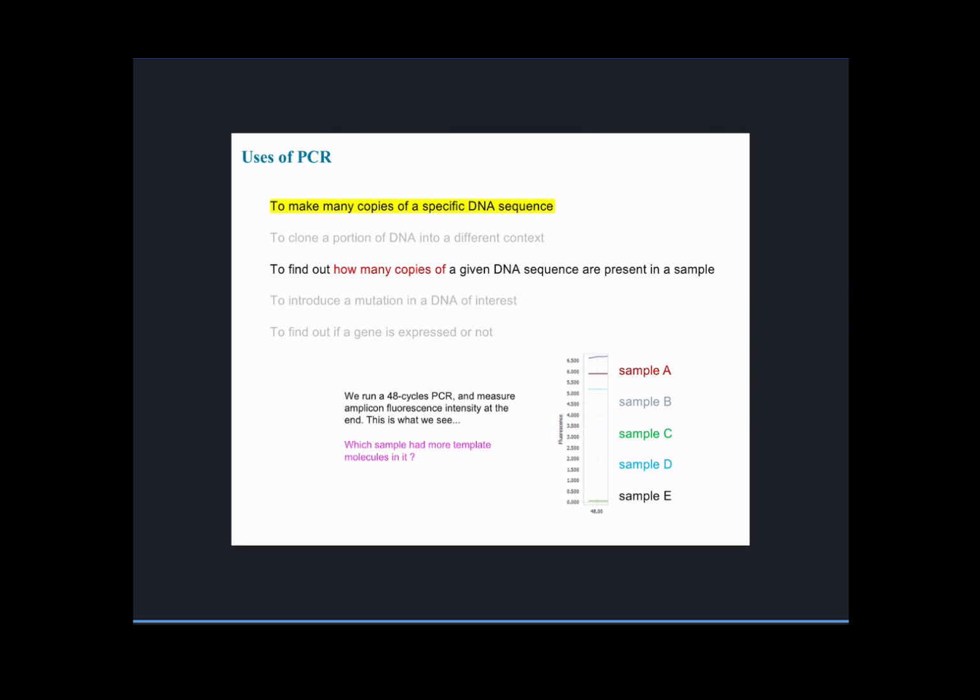Second use of PCR. I told you that you can use PCR in gel electrophoresis to find out if a sequence of interest is present, which version of a sequence of interest may be present in a sample. And we can also use it to find out how many copies of a given DNA sequence are present in a sample. Right? Sometimes, so there's a number of uses for these.